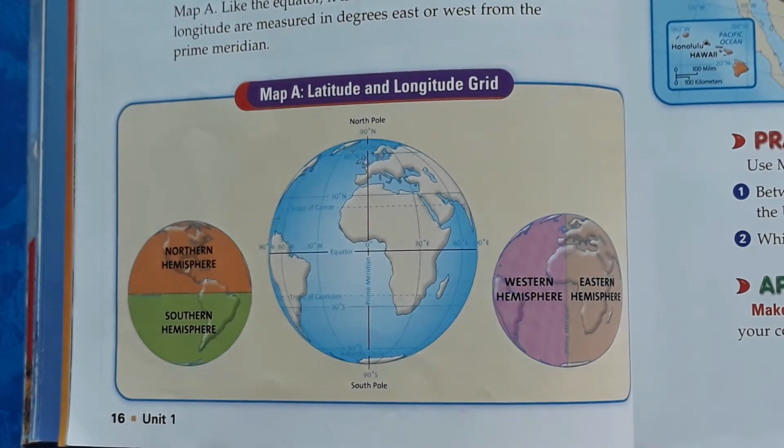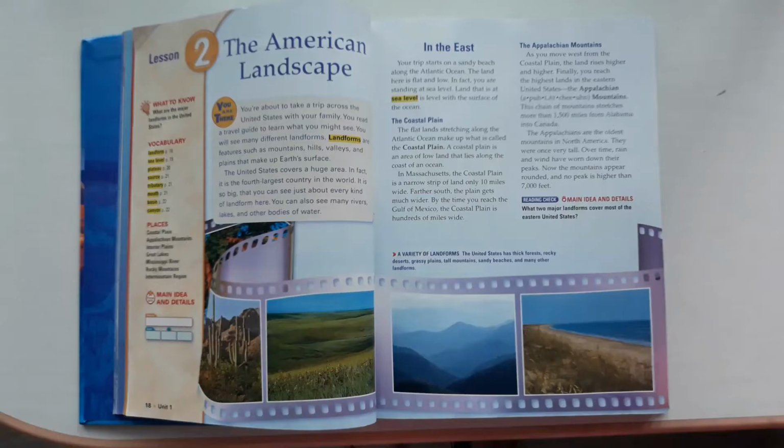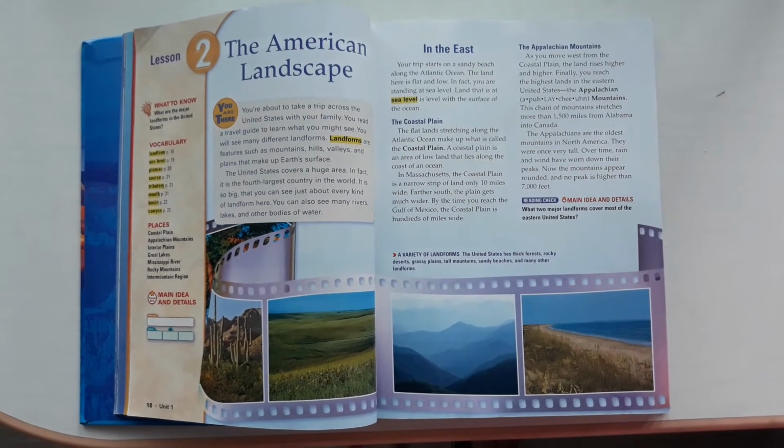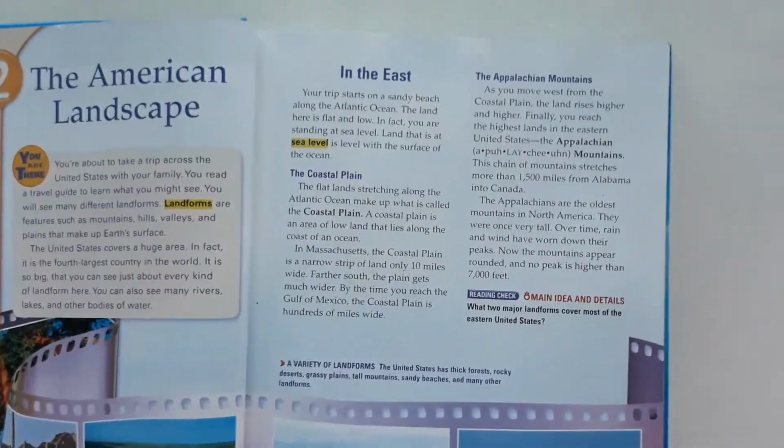Wow, I think we learned almost all of lesson 1, and lesson 2 would be, I think, much easier. Yeah, we are on lesson 2, the American landscape. Let's start reading.